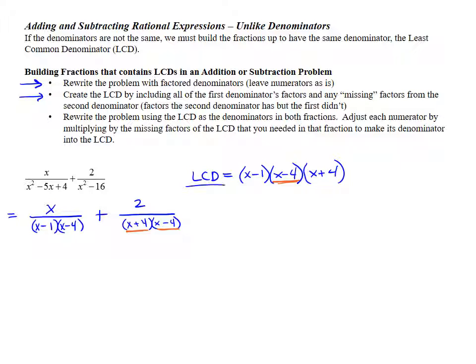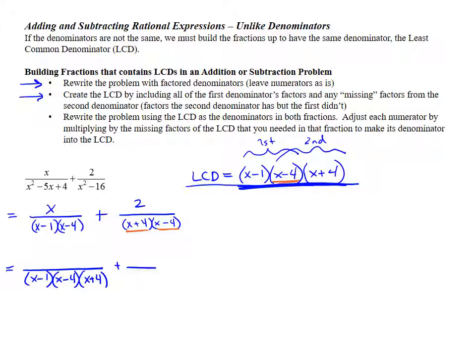Now when you look at this LCD, it has both the first denominator and the second denominator. So both denominators technically are in the LCD. This LCD is what we're going to use as our common denominator. What we want to do is rewrite both fractions with that as the common denominator. So I'm just going to go ahead and put my denominators in with that LCD, writing each fraction with that LCD of x minus 1, x minus 4, and x plus 4.